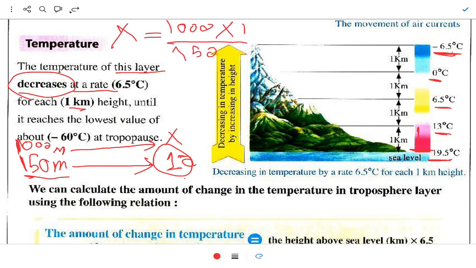That's equal to 6.5 Celsius degrees. So they are the same. They are the same information, the information in the science and the information in the social. They are the same information, but they gave it to you in a new way.